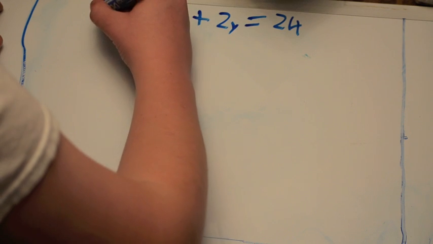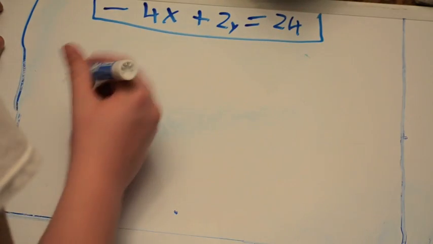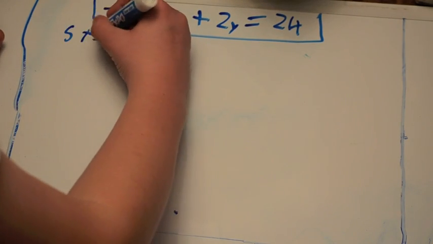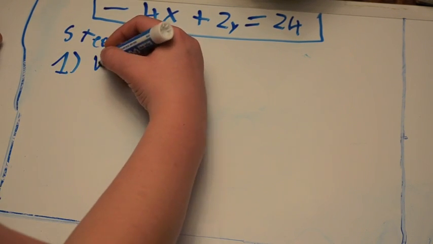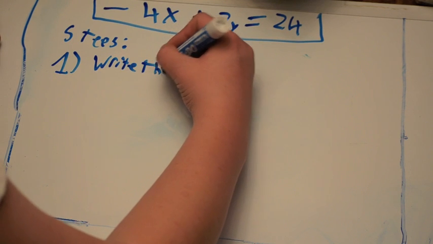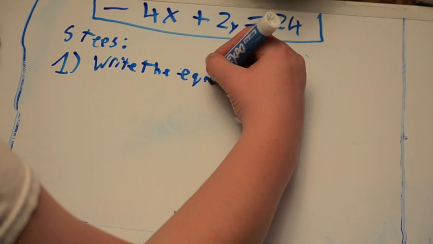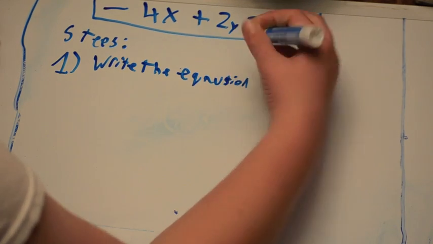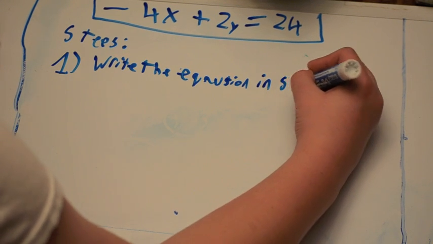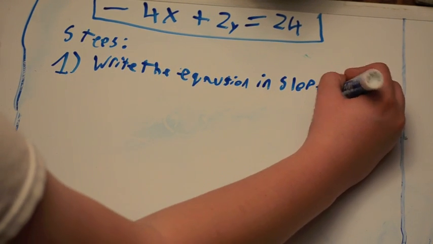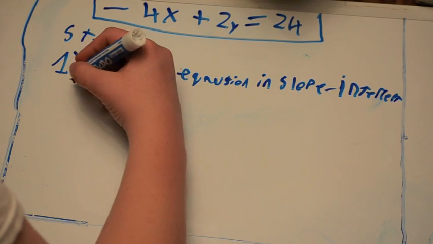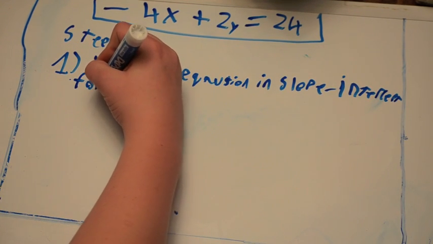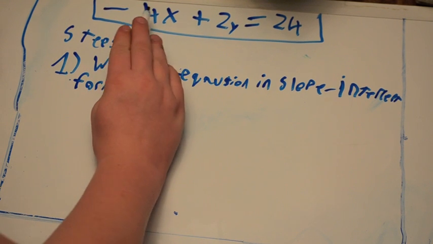When I do these problems, I always prefer to set them up in steps. So step 1 would be write the equation in slope-intercept form. Now, the purpose of writing the equation in slope-intercept form is to help better identify the y-intercept and the x-intercept, which is the purpose of this problem.